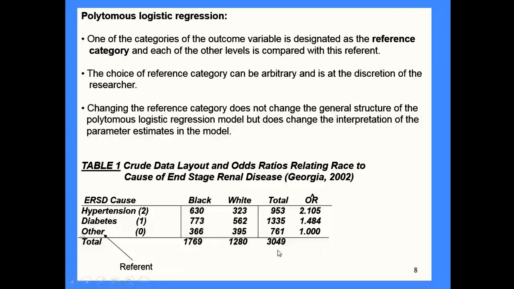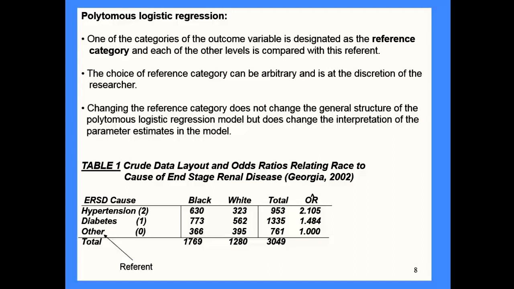So here's a table that describes this information. It's what I call the crude data layout for this situation. Why is it the crude data layout? Because it has the disease outcomes, it has the exposure status, but what doesn't it have? It's not controlling for anything, right? So this is the crude data layout, but it's not a 2x2 table. Now it's a 3x2 table, right? Because we have three categories of the outcome.